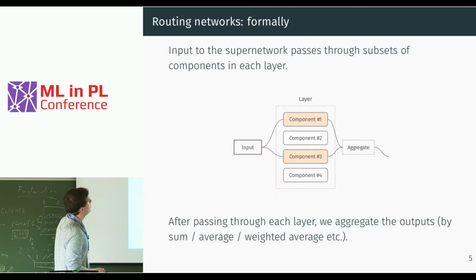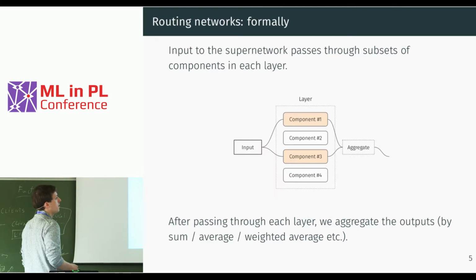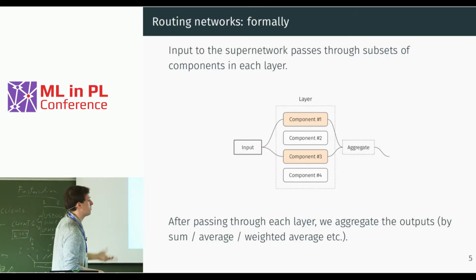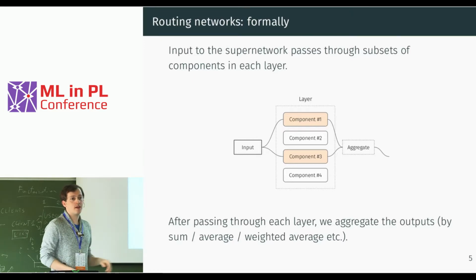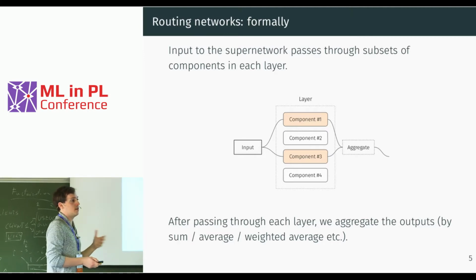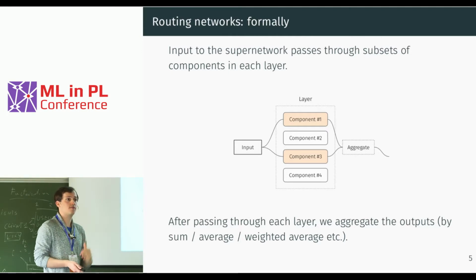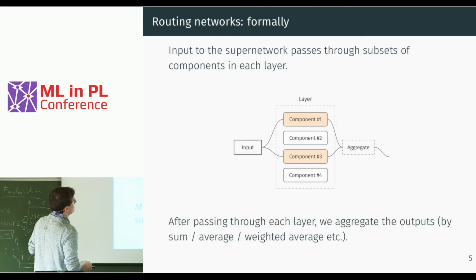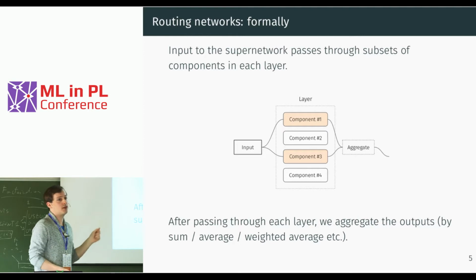Okay, so we'll have these layers. Each layer will have a bunch of components. And then the aggregation part, let's say that it's just a sum or an average or a weighted average, something simple. Here we also assume that the components don't necessarily have to have the same structure. They don't have to be all fully connected layers, for example. But it's probably best if the output shapes agree. Otherwise, we will have problems when we try to average them out.